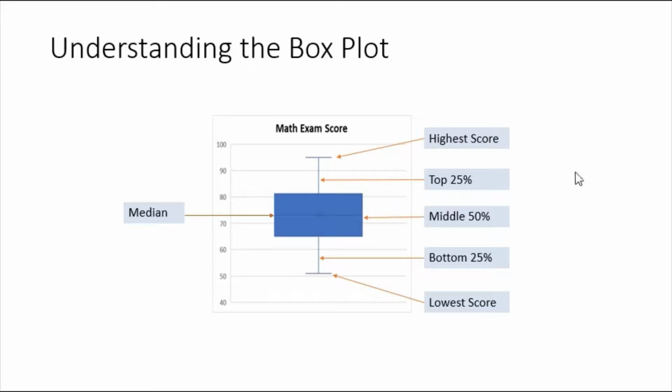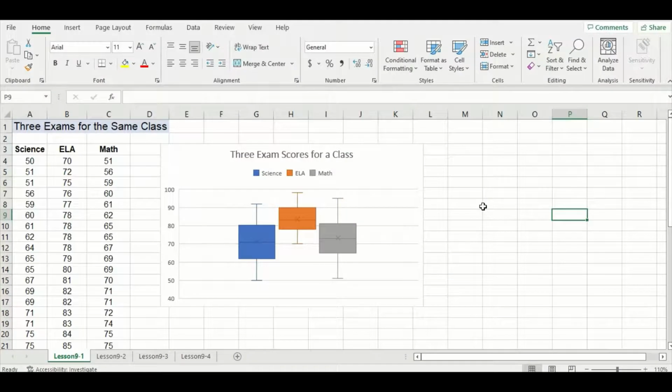All right, so you can see that the 2 vertical lines here represent the top 25 and the bottom 25% of scores. The box in the middle represents the middle 50%. The upper bound represents the highest, and the lower bound represents the lowest score. And that faint line in the middle of our box here represents the median. So now that we know how to read a box plot chart, if we look back at the one we made just a couple moments ago, you can see that students in general scored much higher on the ELA exam than the science and math one.